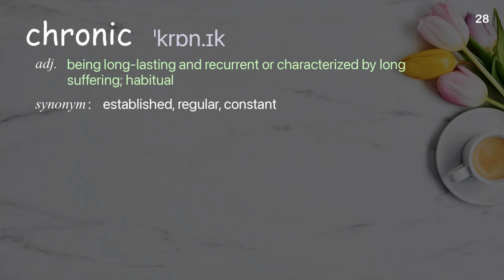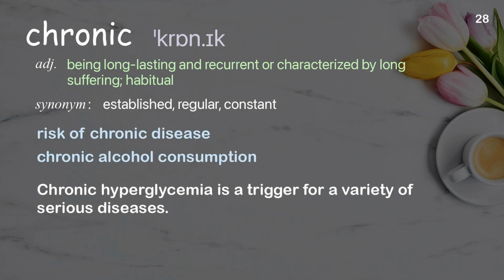Chronic: being long-lasting and recurrent or characterized by long-suffering, habitual. Examples: risk of chronic disease, chronic alcohol consumption. Chronic hyperglycemia is a trigger for a variety of serious diseases.